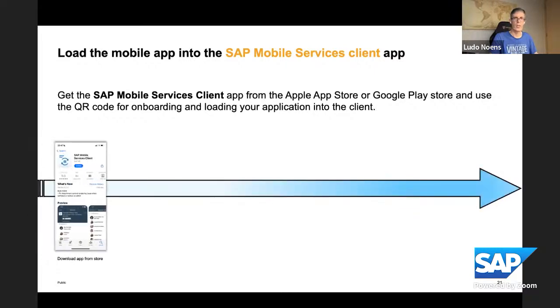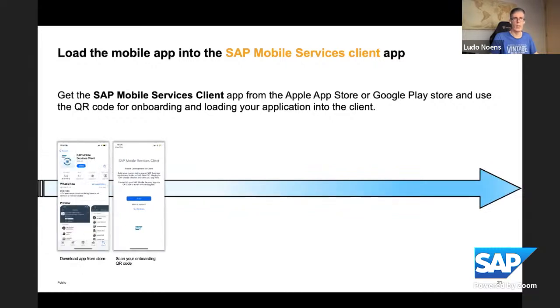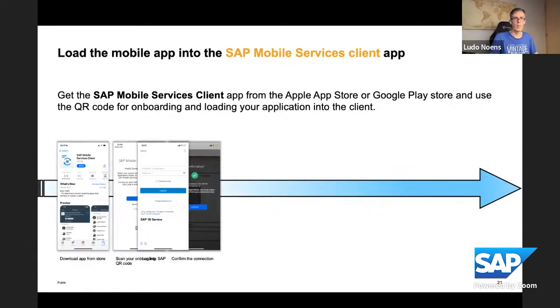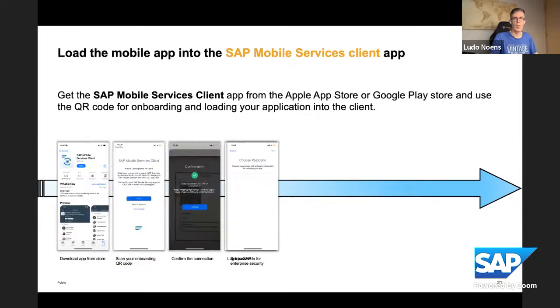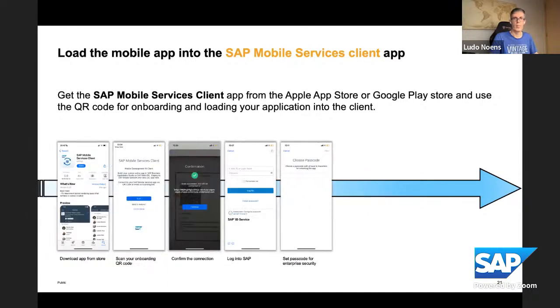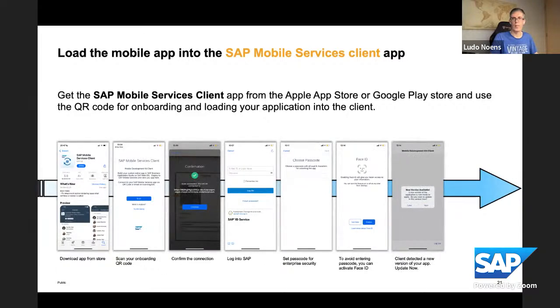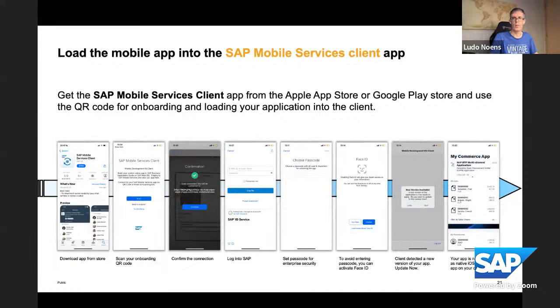And the way to use that is basically find it in the App Store, download it, install it on your phone and run it. Then scan the QR code. You confirm the connection. Then you log into SAP. You set the passcode, in this case, for a feature for enterprise security. You can add Face ID to avoid having to enter that passcode the whole time. Once it starts, it will check for the metadata of the application on our mobile services, and then it will run your application.